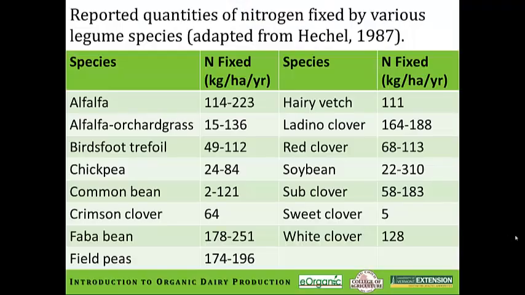Of course, another benefit to rotating with a perennial crop, especially a legume, is the increased fertility from that crop. So a crop like alfalfa or even an alfalfa orchard grass mix can provide a large amount of nitrogen to the following crop, and we're talking sometimes hundreds of pounds per acre after that crop is plowed down, and providing that amount of nitrogen to the following crop.